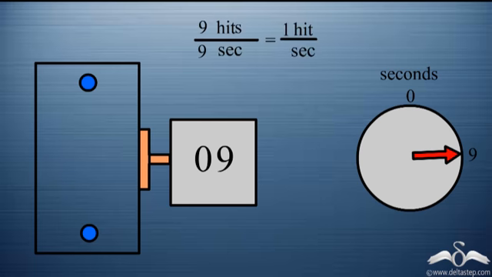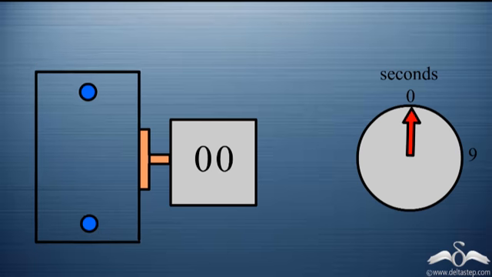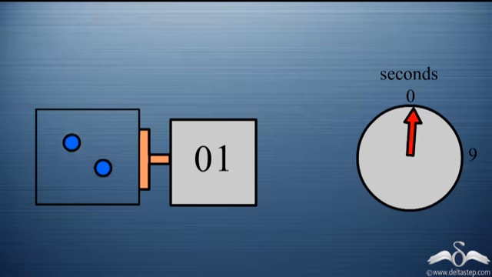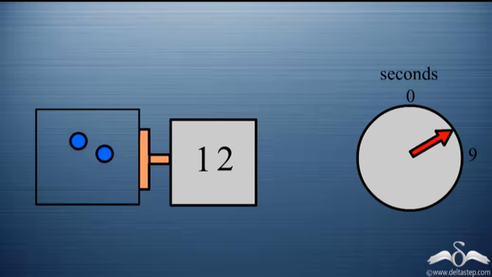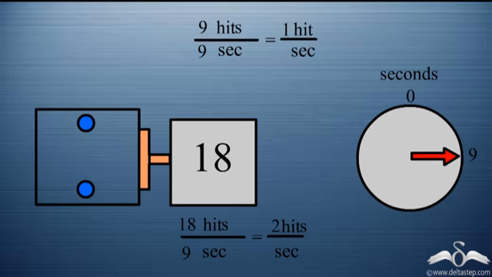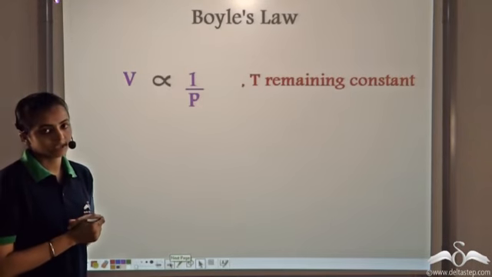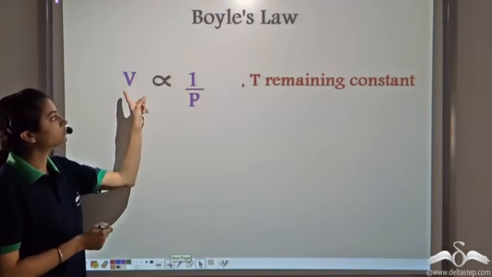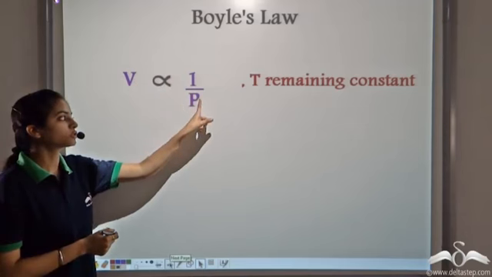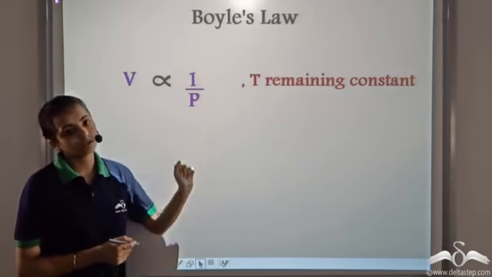In 9 seconds, there are 9 hits. So there is 1 hit per second. If the volume is reduced to half, in the same time, that is in 9 seconds only, there are 18 hits. So as the volume is halved, the pressure doubles. So based on his experiment, Boyle gave the law. His law states that the volume is inversely proportional to pressure, temperature remaining constant.